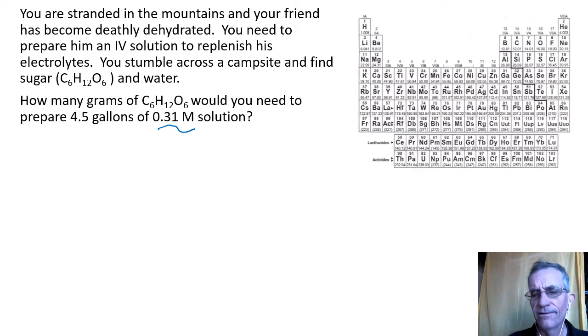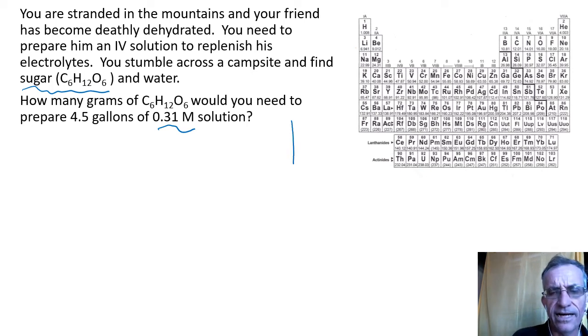All right, so let's pretend you're stranded in the mountains and your life depends on you knowing how to make up this IV. So we're going to make up an IV. I know the concentration I want, 0.31 molar. It has to be that concentration. Your life depends on it. And we're going to make it by dissolving some sugar in water. So we want to figure out how much sugar I'm going to need. So my goal again in this question is it says how many grams of sugar, sugar is C6H12O6, how many grams of sugar would you need?